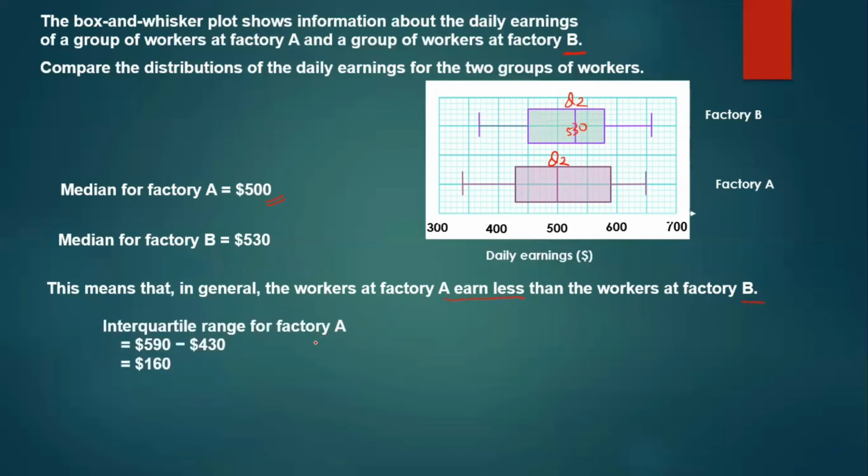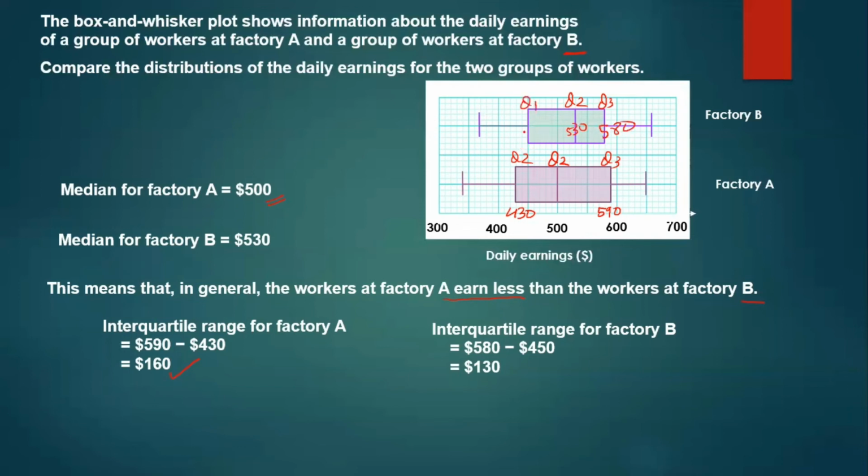Now let us find the interquartile range for factory A. For factory A, you can see that Q3 is 590 and Q1 is 430. The difference, Q3 minus Q1, gives 160, which is the interquartile range for factory A. For factory B, this is your Q3, which is 580, and your Q1 is 450. Look at this axis, this is 450 exactly. The interquartile range for factory B is $130.